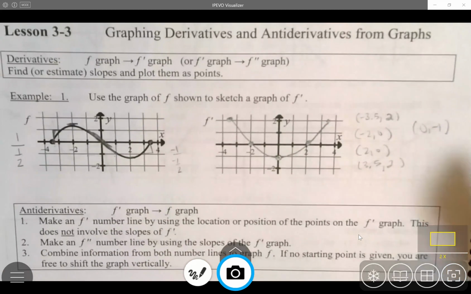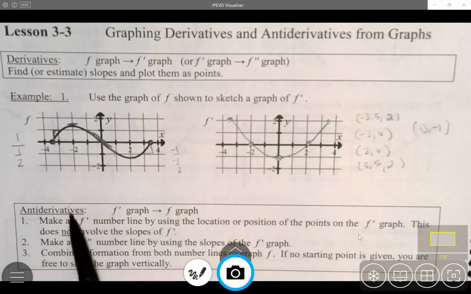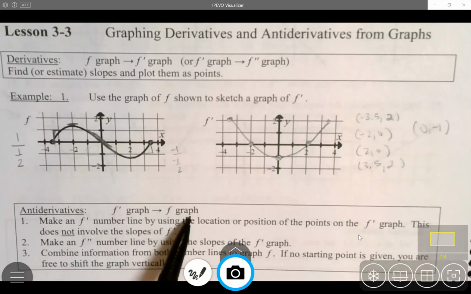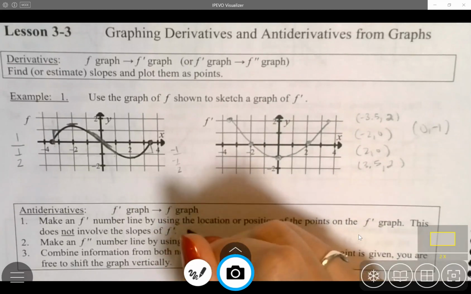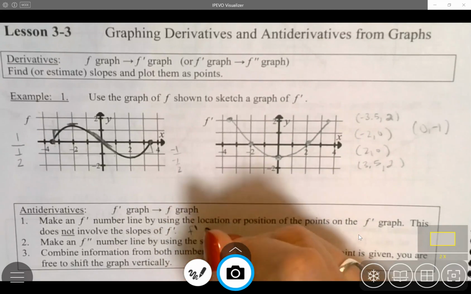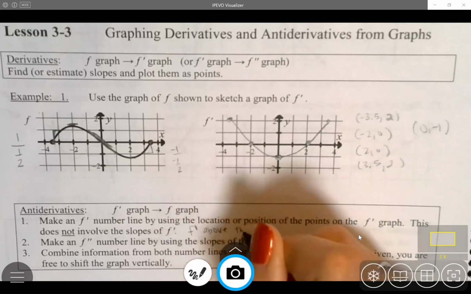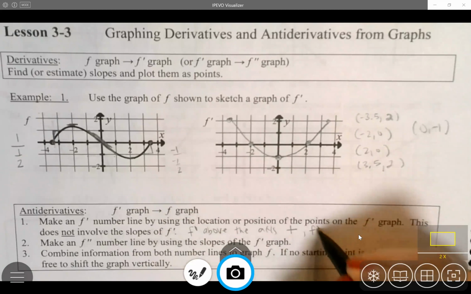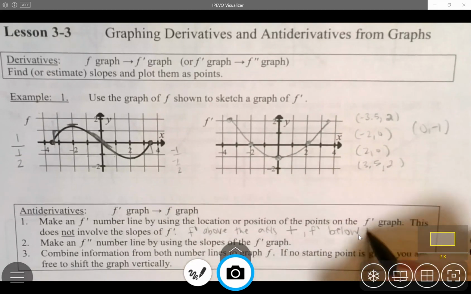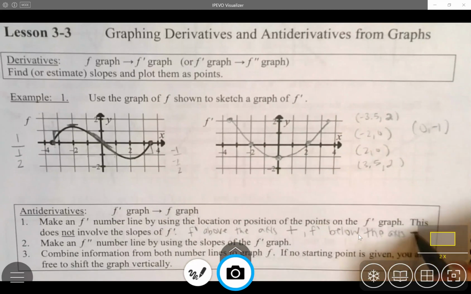Okay, so down here at the bottom, this tells you how to do an antiderivative, which means I'm going backwards. Okay, so an antiderivative means I have the derivative and I want to go backwards to the function itself. So I'm going to do two things. I'm going to make an f prime number line. This is going to be using the position of the points, okay? So what that means is if the graph of f prime is above the x-axis, then I would put a plus sign. If the graph of f prime is below the x-axis, then you put a minus sign.